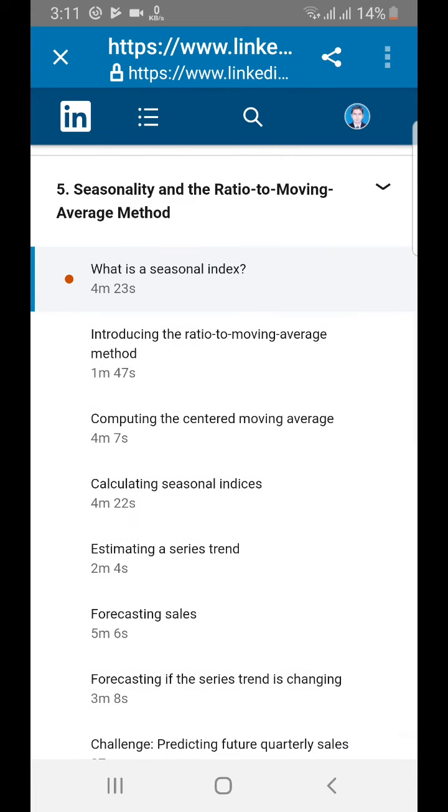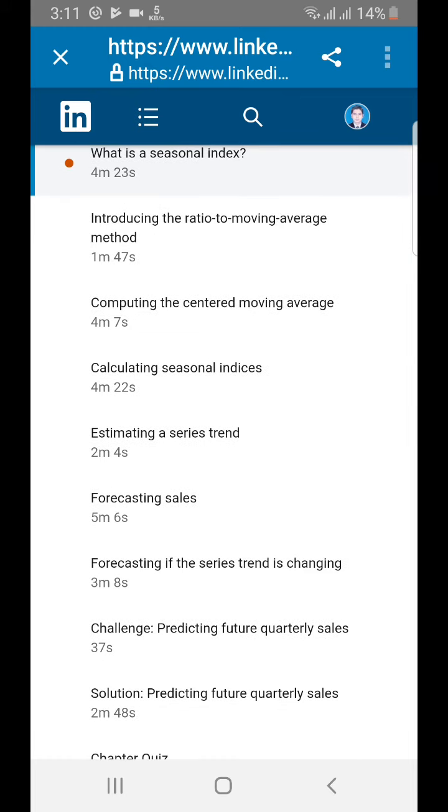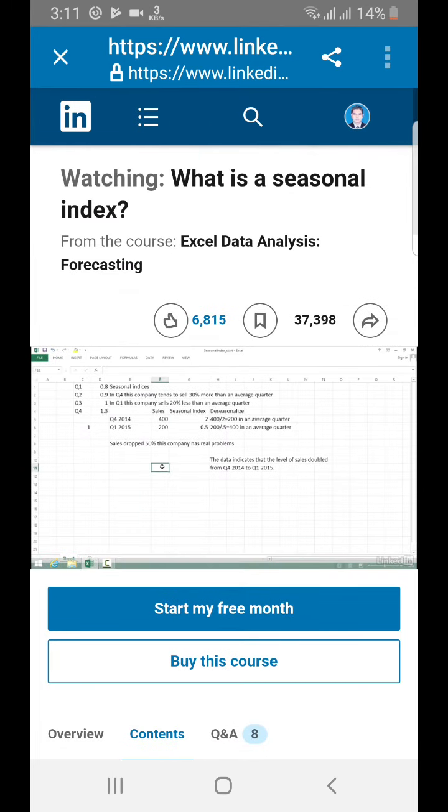So you can see from this very simple example, if you didn't understand seasonality, you would draw an incorrect conclusion that this company is doing worse when they're actually doing fantastic. So in the next video, we'll introduce the ratio to moving average method, which can be used to incorporate seasonality and forecast and estimate.